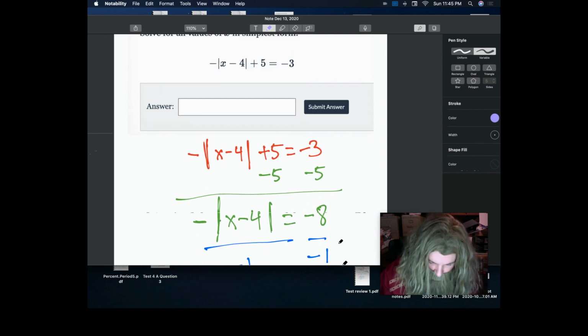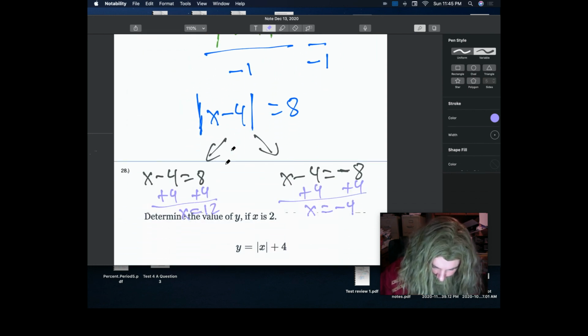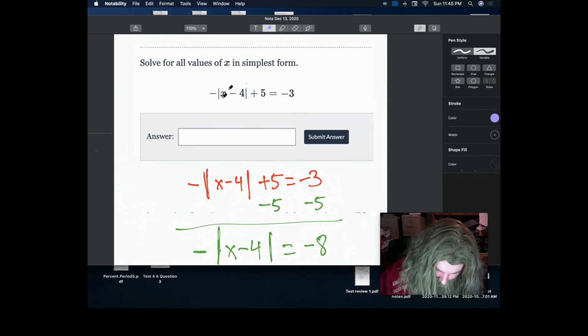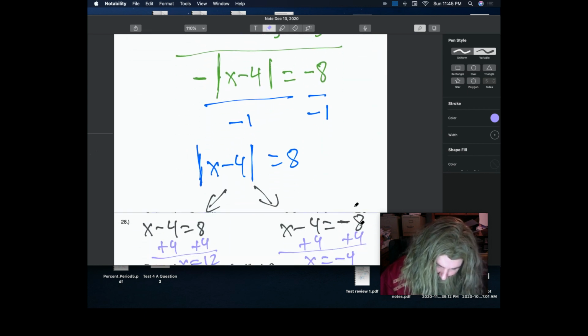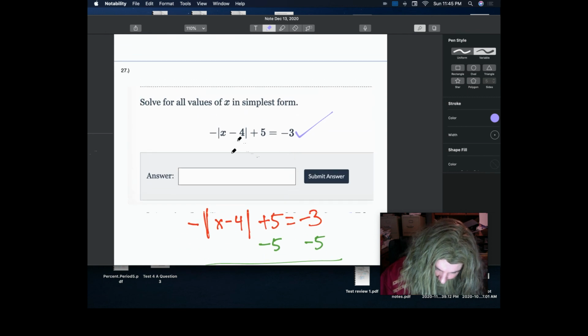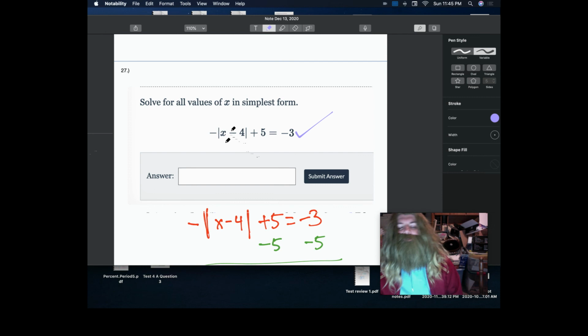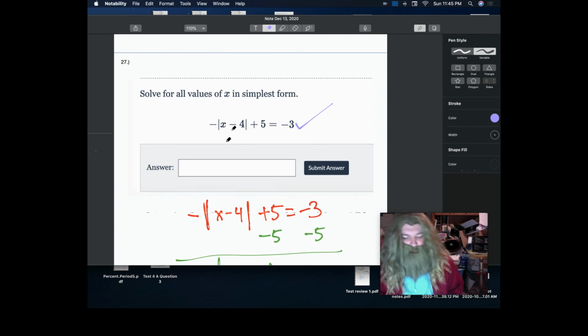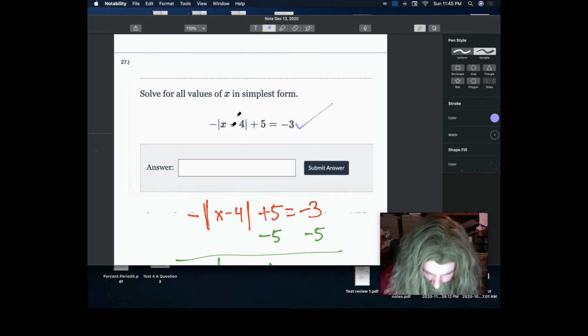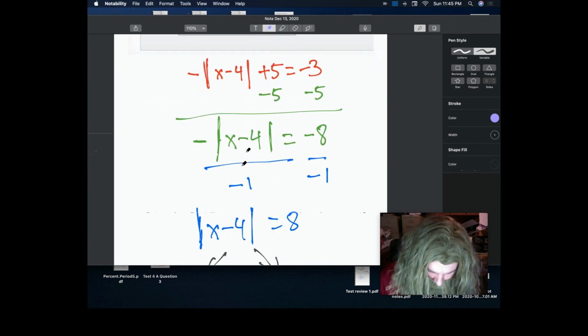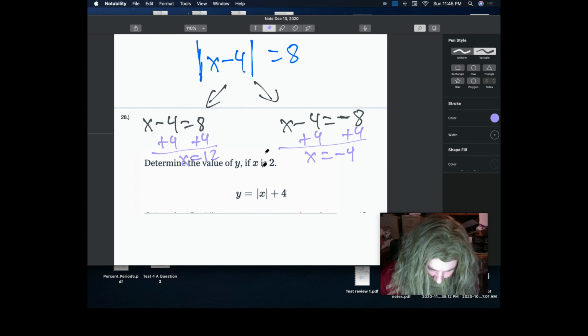Remember, we can always substitute these values back in to check. So if I plug in 12 here, 12 minus 4 is 8. Absolute value of 8 is 8. -8 plus 5 is -3. That is correct. And if I substitute in -4, -4 minus 4 is -8. We know when absolute values occur, we must become positive. 8, I don't know why I just laughed. -8 plus 5 is -3. And that would also be correct. Glorious. Glorious indeed. And those are my answers. Let's move on.